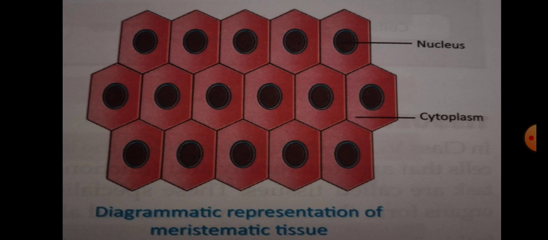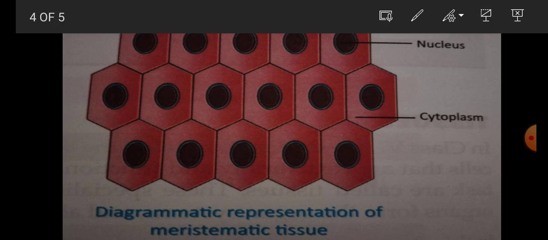So in plant tissue, we have started with the meristematic tissue. As I said, the word meristematic is derived from the Greek word meristos, which means divisible. They can be divided further. The meristematic tissue helps in the growth of the plant. It undergoes continuous division, rapidly and repeatedly, to form new cells.